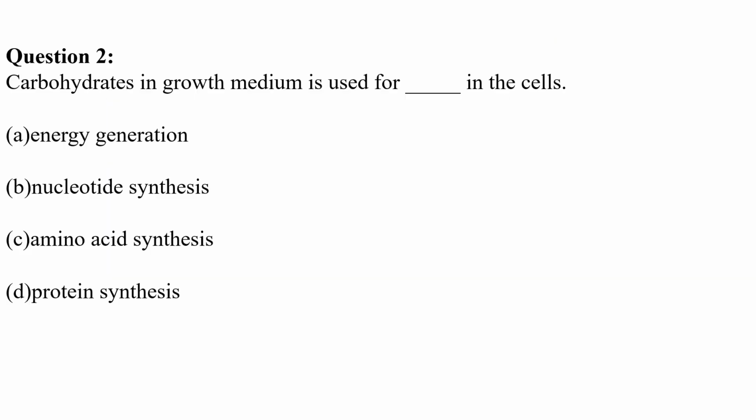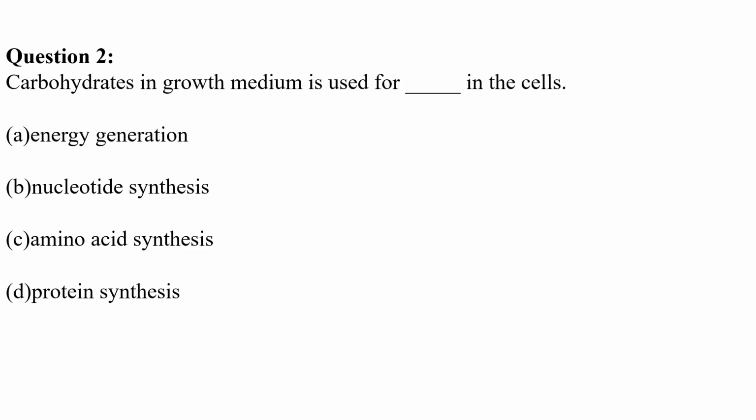So moving on to the next question now. Question number 2. Carbohydrates in the growth medium are used for dash in the cells. Option A, energy generation. Option B, nucleotide synthesis. Option C, amino acid synthesis. And option D, protein synthesis.